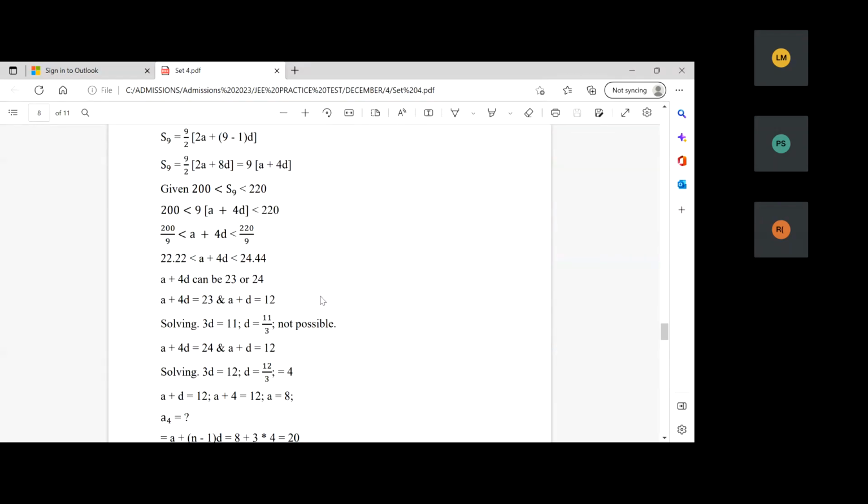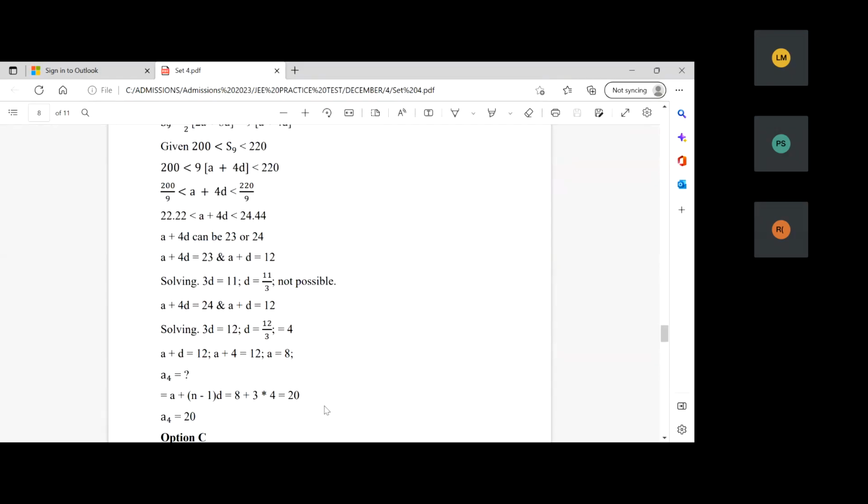You can substitute for each value. You will get a range of values, maybe 22, 23, and 24. You can substitute for each one of them and then you can solve it. So here, A plus 4D is greater than 22.22 and A plus 4D is less than 24.44. So you can take maybe two combinations, 23 and 24. So when you solve this, the first case you get the value of D as 11 by 3. And for the second case with the value 24, when you're solving, you get the value of A as 8.